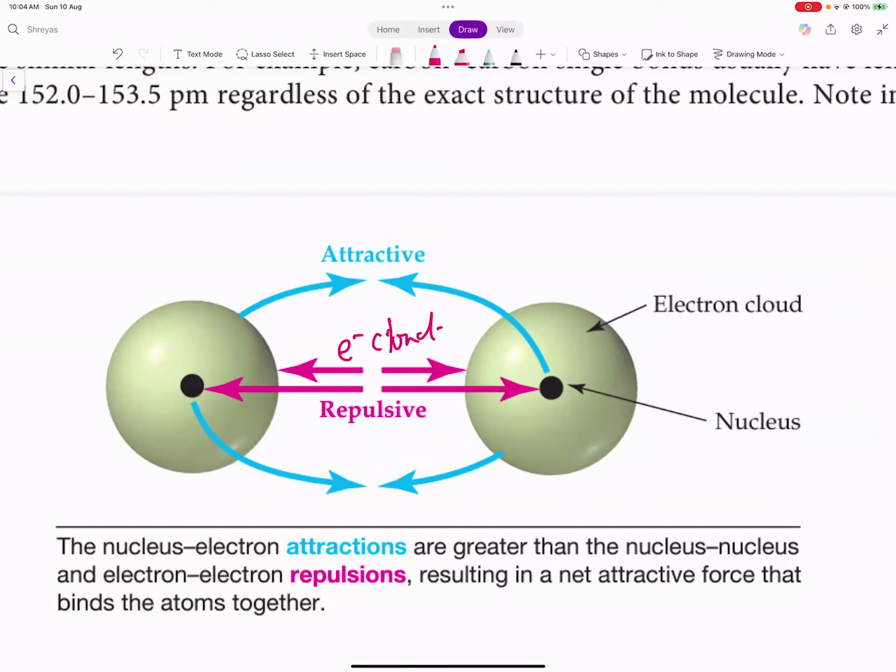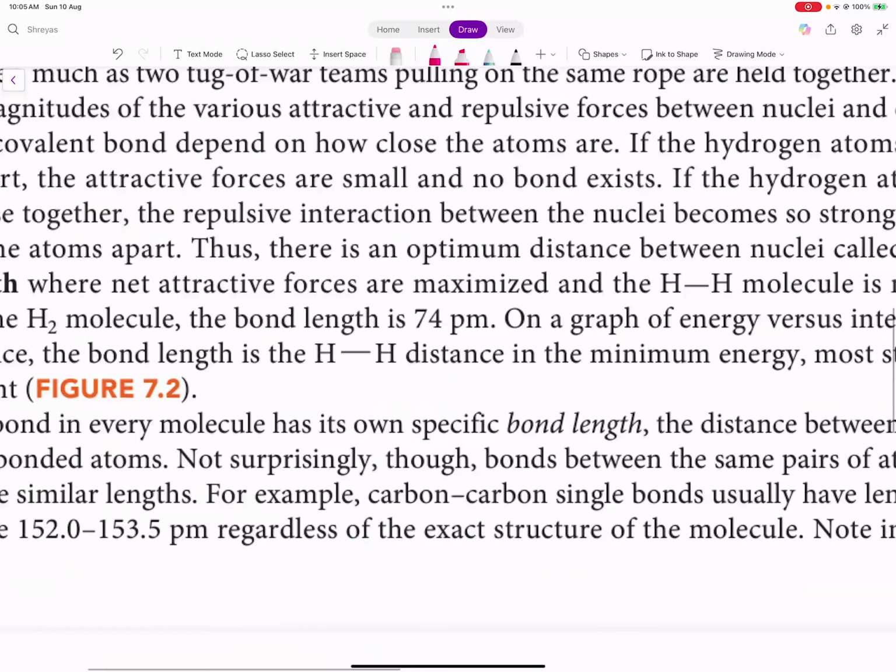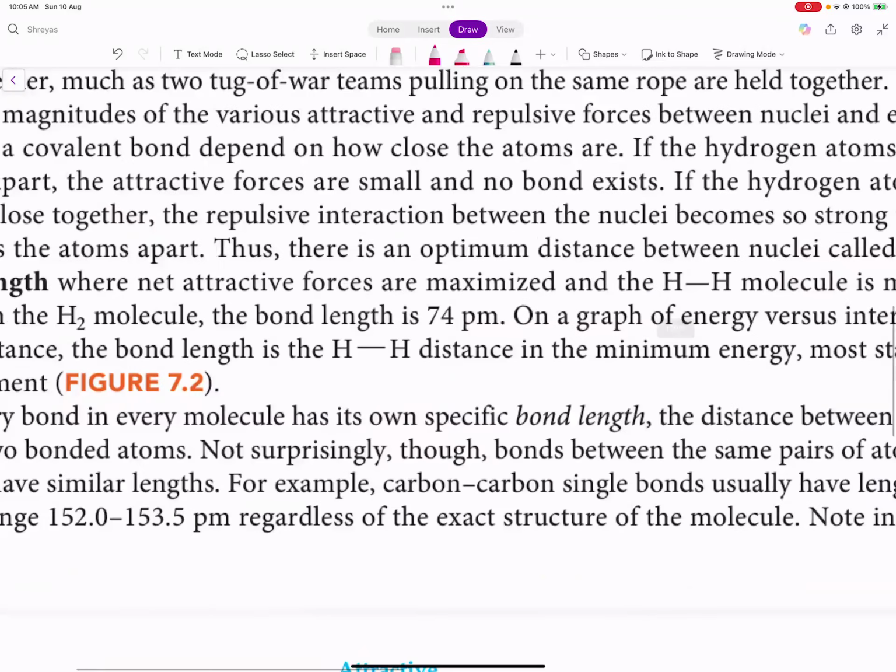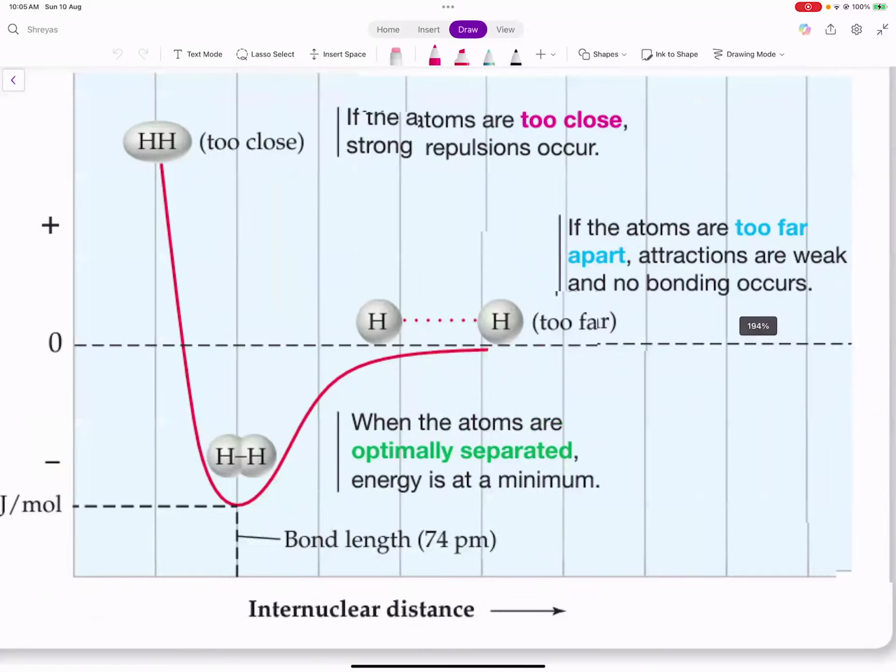But the nucleus and the electron cloud of each of them will attract each other, right? Blue are attractive and pink are repulsive. So overall, the attractions are greater than the repulsions. The net result is that we have an attractive force and we form something which is called a covalent bond. Here is the energy interaction.